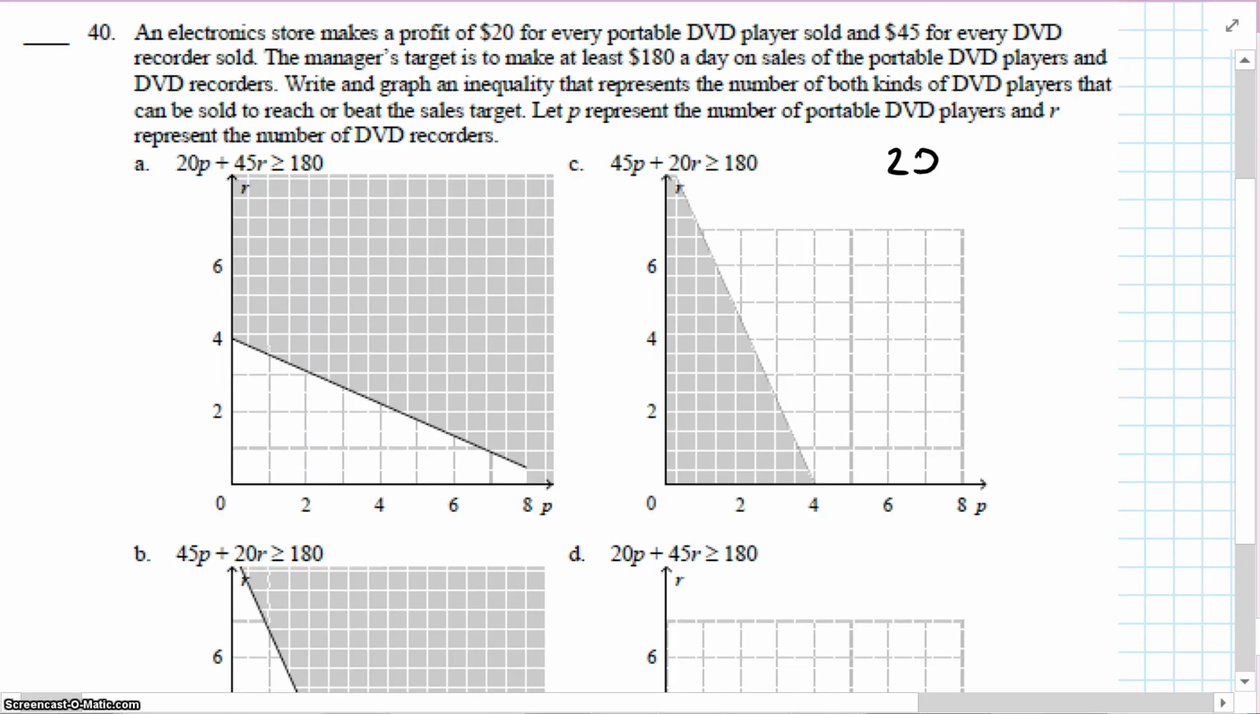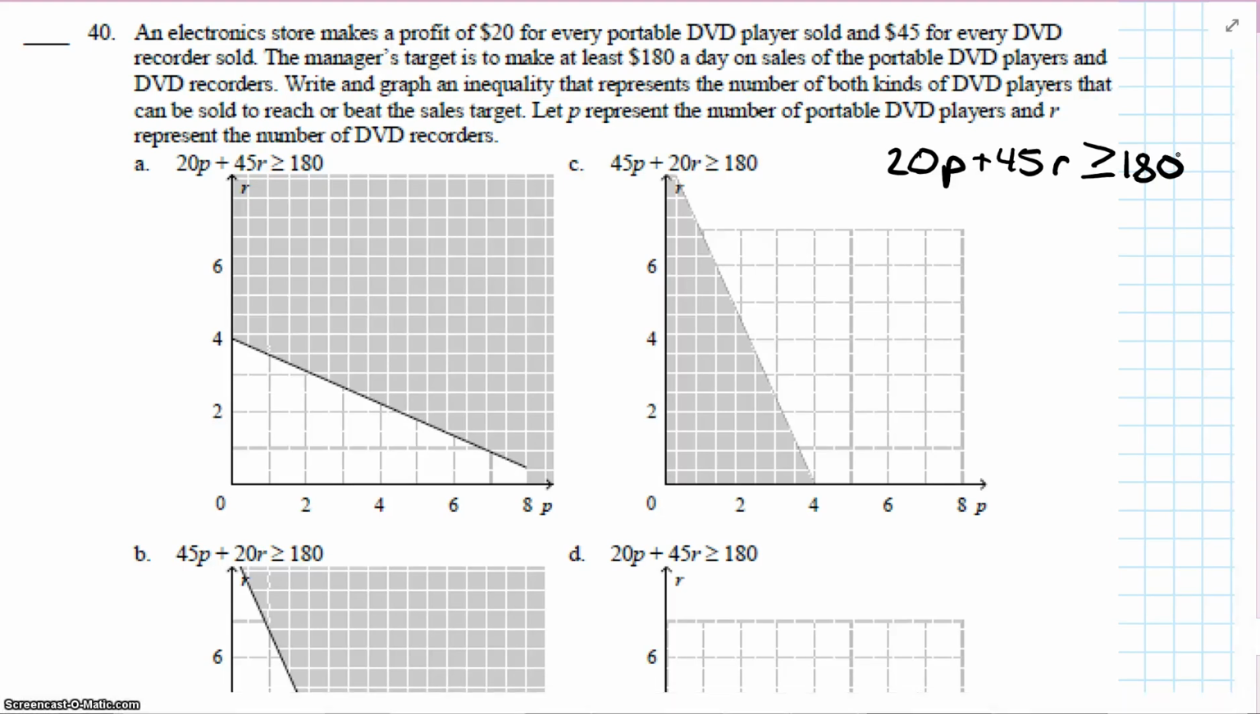So we got $20 for every player he makes and $45 for every recorder he makes. And he wants to make at least that, if not more. So it should be 20p + 45r ≥ 180.